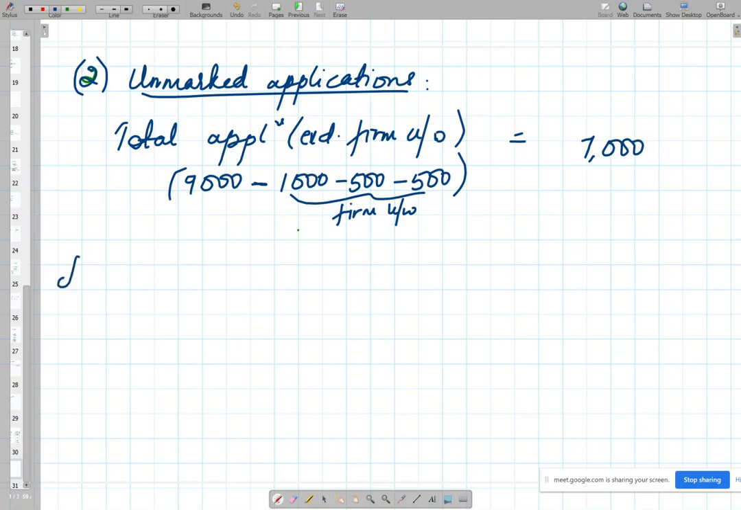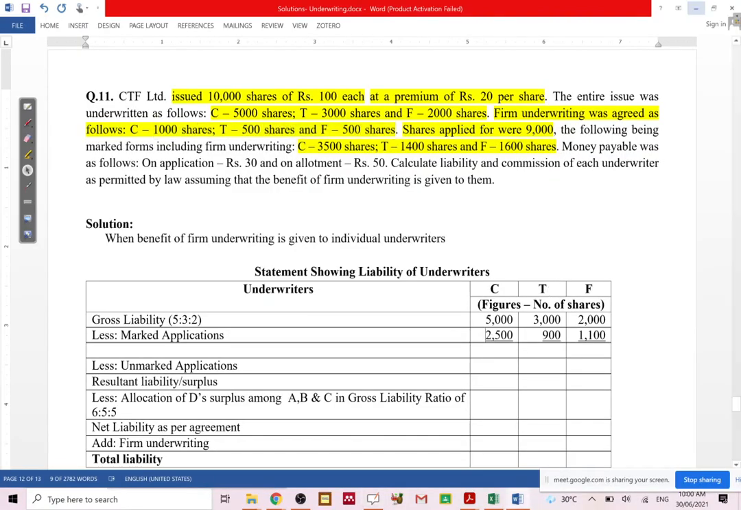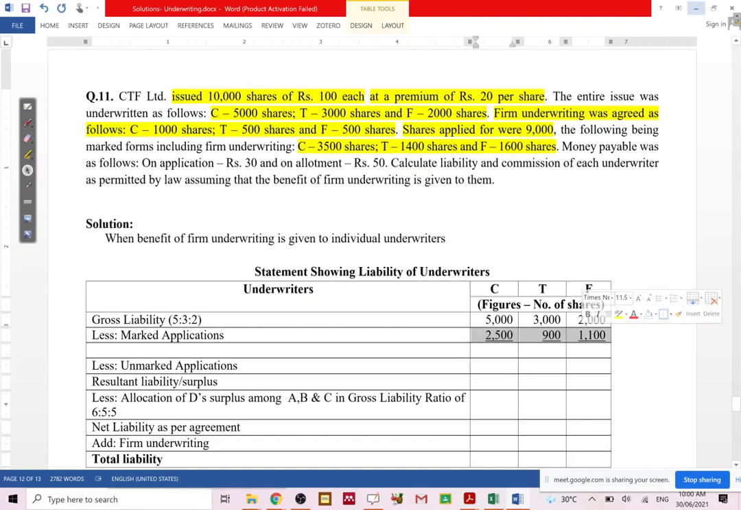Is that fine? So from these, let's deduct marked applications. Again, we need them excluding firm underwriting. Please make sure that firm underwriting is removed from all these figures before you use them for the calculation of unmarked applications. So excluding firm underwriting, the marked applications are 2,500 plus 900, that's 3,400, plus 1,100. The total comes to 4,500.